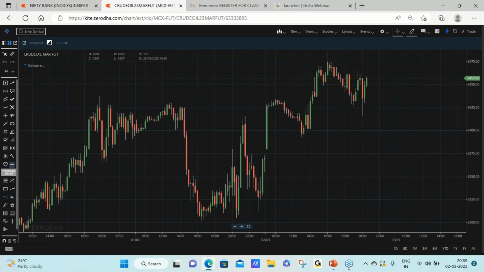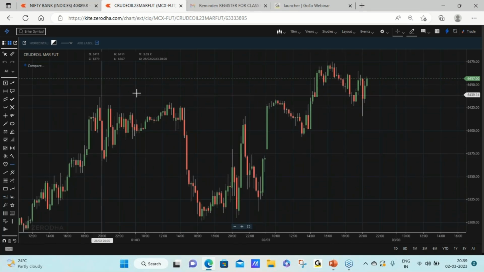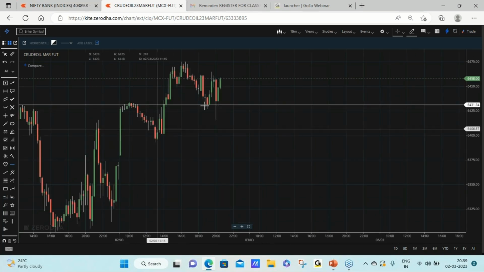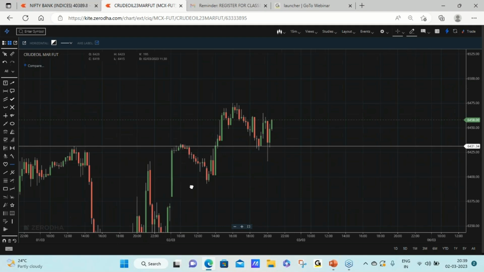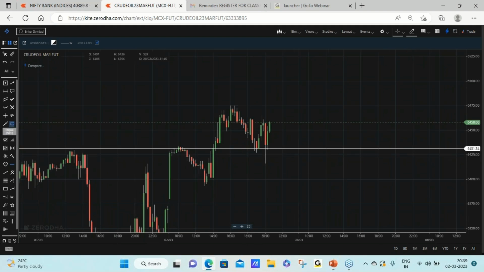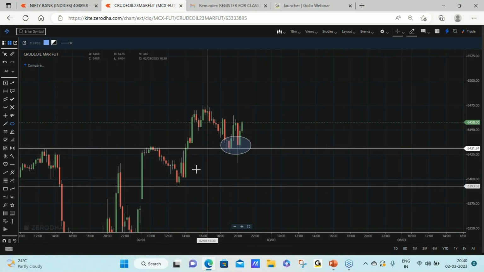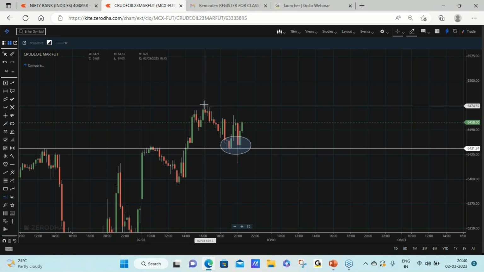Let me try to draw yesterday's high. This is yesterday's high, right? So don't you think it's taking support on the PDH? So there was a beautiful rejection twice on the PDH, right? So there is a possibility that it might touch this level. So let's wait and watch.